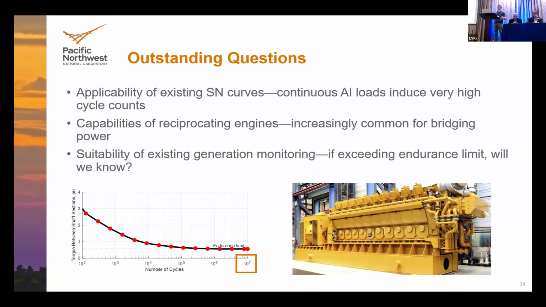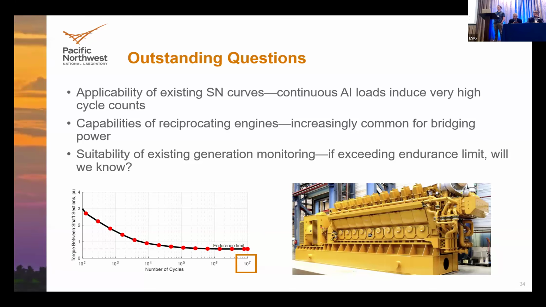That said, as I kind of hinted from that, right, there's definitely a lot of open questions on the withstands in this space. I've kind of just talked about the applicability of the existing SN curves. Another area where I've at least run into modeling gaps is on the representation of reciprocating engines for these studies, right?